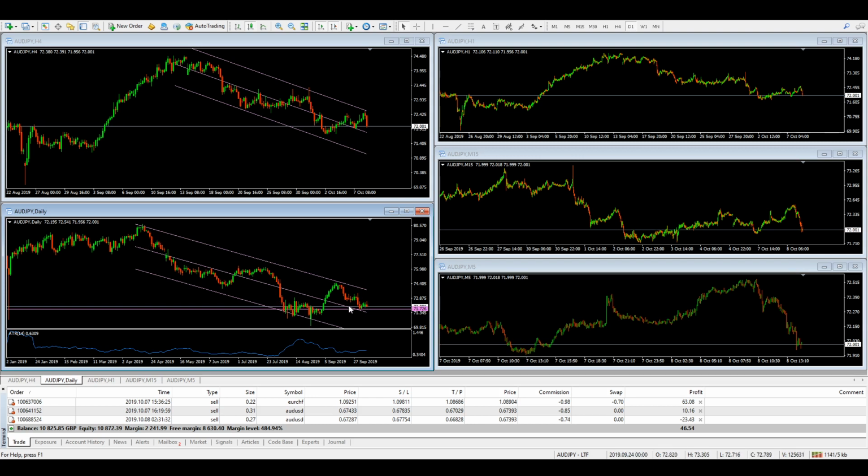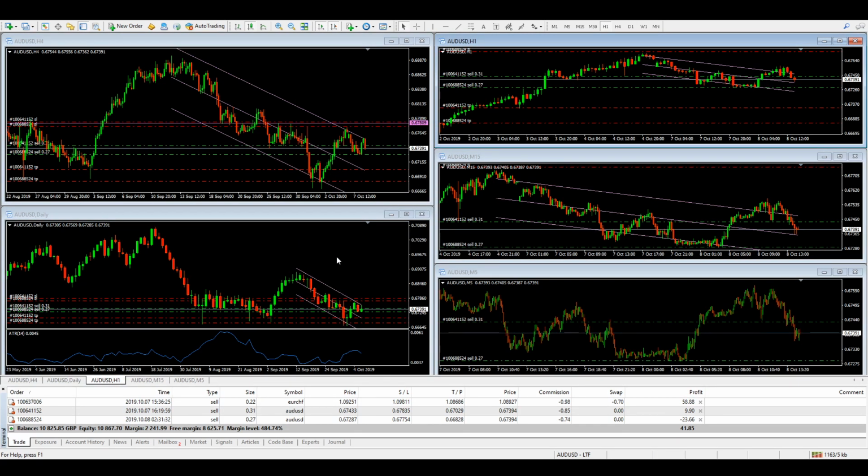AUD/JPY, bearish overall. Wouldn't really be looking to get short on this at the moment, though. There's too much support that you'd be selling into. Want to avoid selling into support. You want to sell off of resistance. So there's better stuff out there. So I would immediately discount that because of that. It's great bearishness overall, but just too near support. Needs a bit of a pullback before potentially shorting.